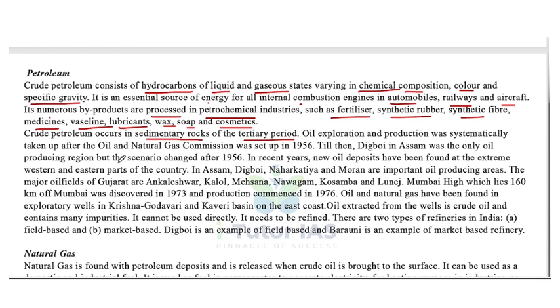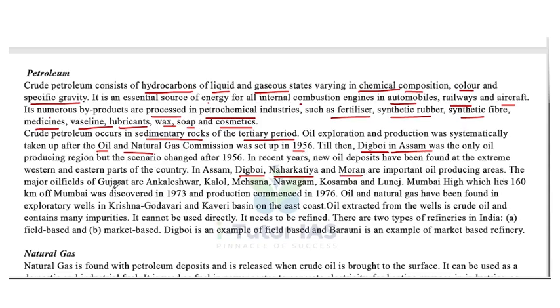Crude petroleum occurs in the sedimentary rocks of the tertiary period. Oil exploration and production was systematically taken up after the Oil and Natural Gas Commission was set up in 1956. Till then, Digboi in Assam was the only oil producing region, but the scenario changed after 1956. In recent years, new oil deposits have been found at the extreme western and eastern parts of the country. In Assam, Digboi, Naharkatia, and Moran are the important oil producing areas.